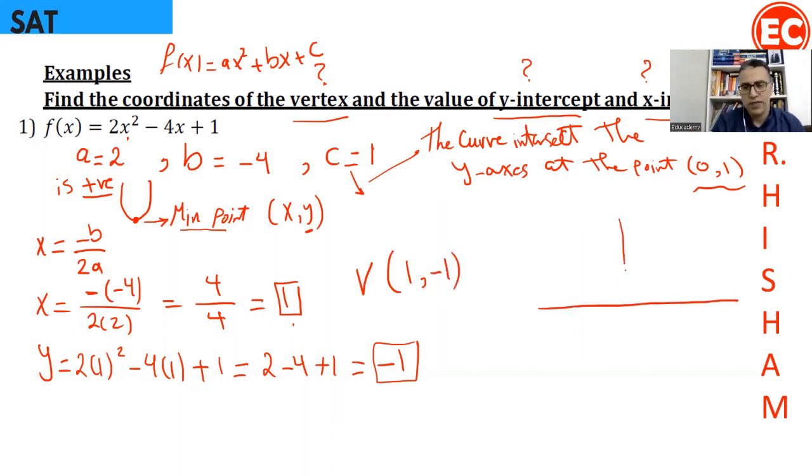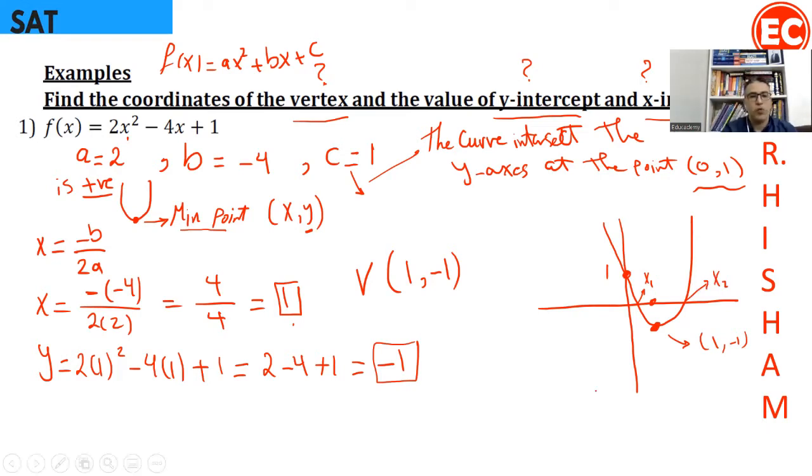Let's do a small sketch. The y-intercept is the point 1. Here is the point 1, here is the point negative 1. So here is the vertex. The shape is a letter U, which has a minimum point. I still have x1 and x2, the intersection points with the x-axis.